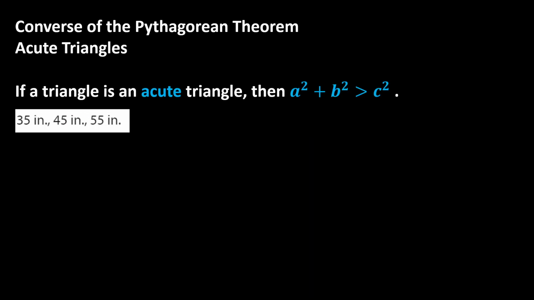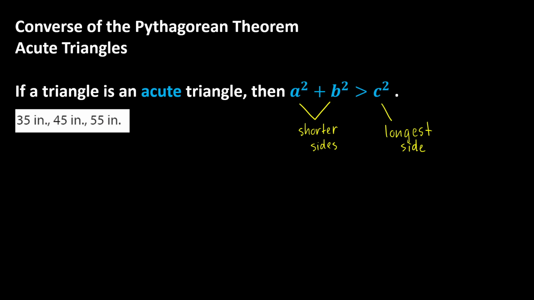Now let's move on to some new information here. If a triangle is an acute triangle, meaning all of the angles are less than 90 degrees, then a squared plus b squared is greater than c squared. Again, a and b are the shorter sides, and c is the longest side.